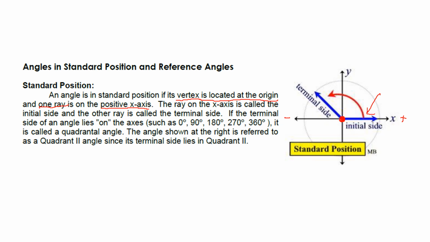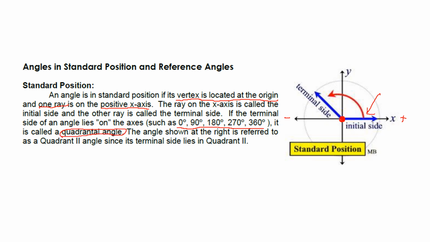Next, the ray on the x-axis is called the initial side and the other ray is called the terminal side. We discussed that already. Now, if the terminal side of an angle lies on the axis, such as 0 degrees, 90 degrees, 180, 270 degrees, and 360, it is called a quadrantal angle.